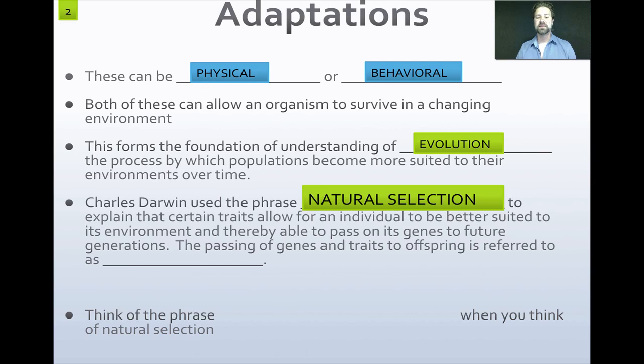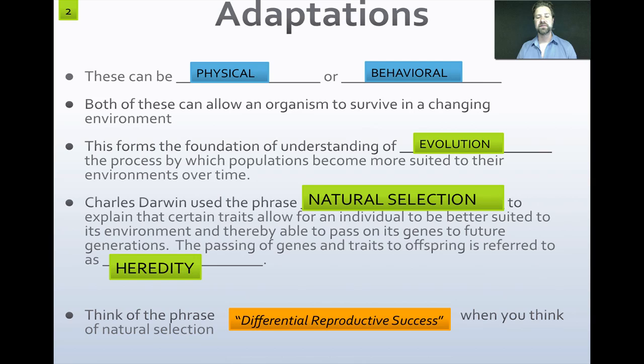The passing of genes and traits to offspring is referred to as heredity. So, the best suited individuals to a particular environment are going to survive and live on to reproduce and generate that next generation, and it will continue to do so until it doesn't have the necessary adaptations to survive. If something doesn't have an adaptation, the chances of it reaching reproductive age are much lower, and successfully producing offspring is much lower than it would be if it had the adaptation. So try to think of the phrase differential reproductive success.